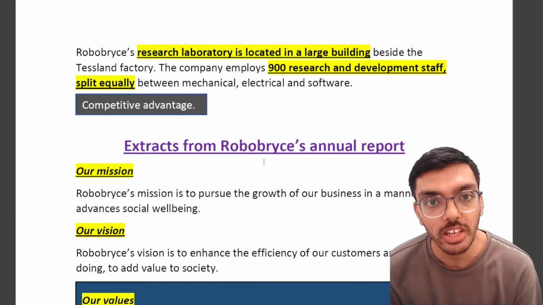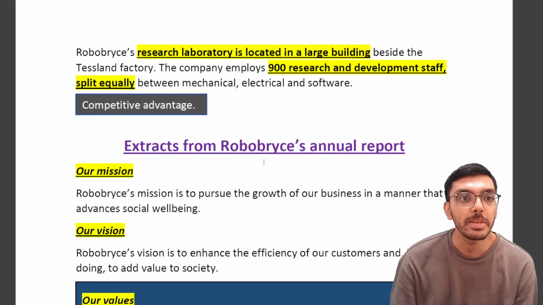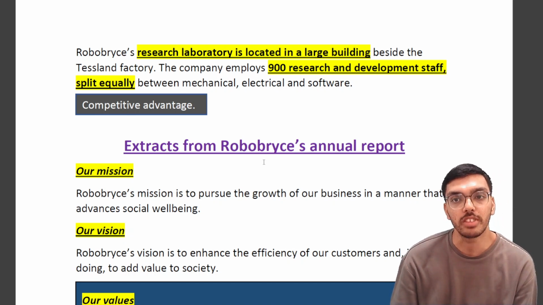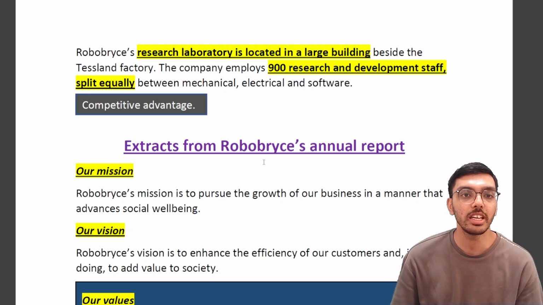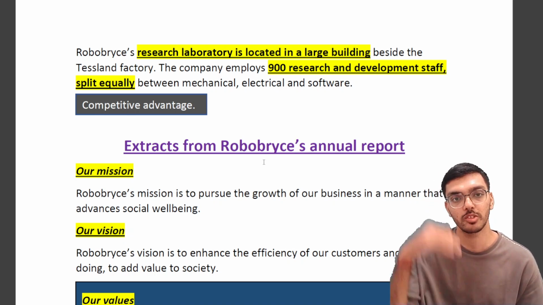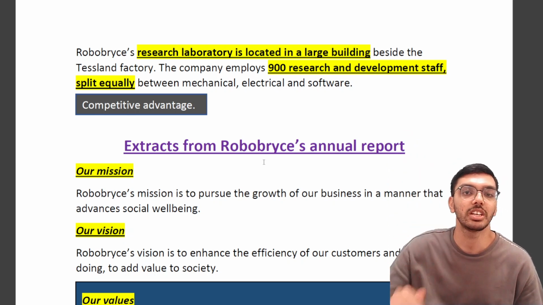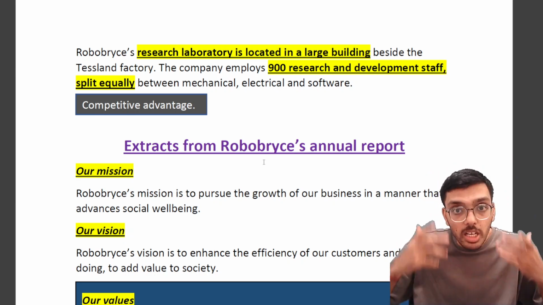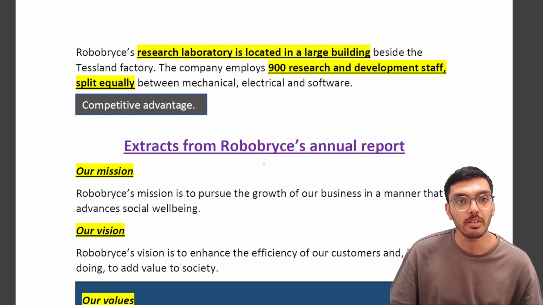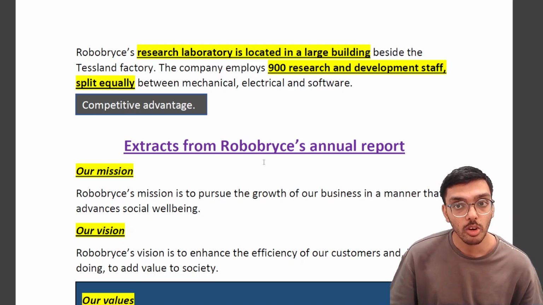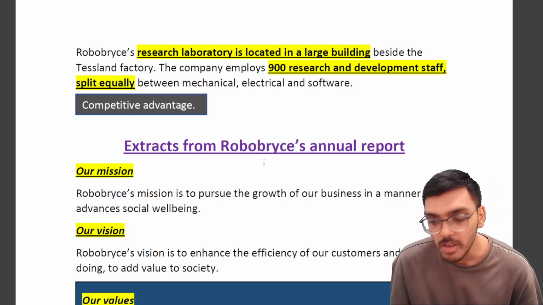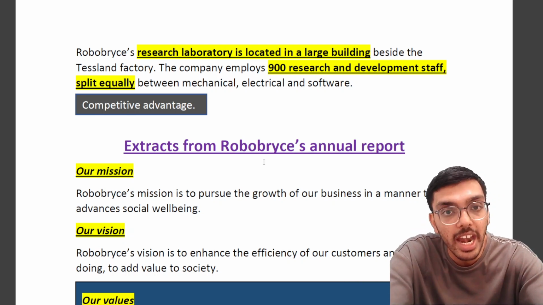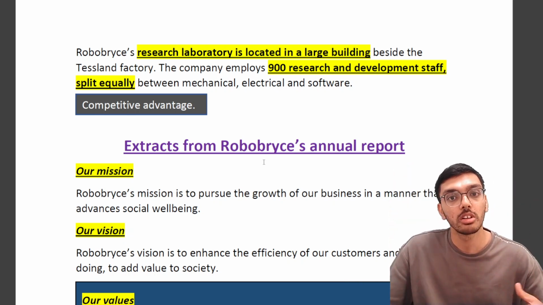Robobryce's research laboratory is located in a large building beside the Testland factory. The company employs 900 research and development staff, split equally between mechanical, electrical, and software. So 300 for mechanical, 300 for electrical, 300 for software, specifically looking at research and development. So a big commitment has been made to research and development because this much money is being spent on research and development. So it's a competitive advantage for my business that I am always trying to stay ahead by having a very good research team.